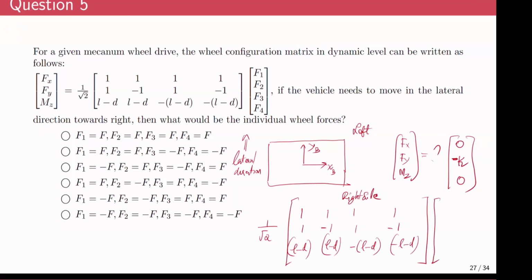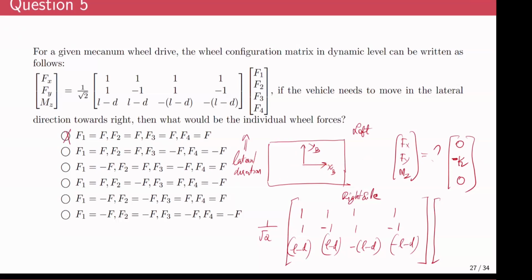What about this one? F1 is all the forces are acting in the positive direction and all of them have equal magnitudes. So it should be fairly obvious that if all the wheels have the same magnitude and if they are all in the same direction, the robot should move forward in the Fx direction, right, along the longitudinal direction. So we can fairly eliminate that because that is not what we want.